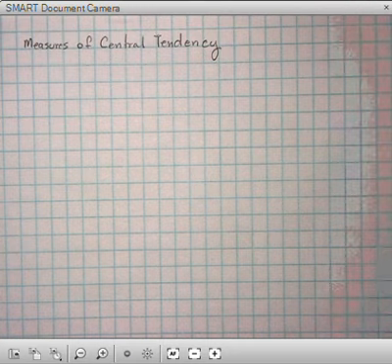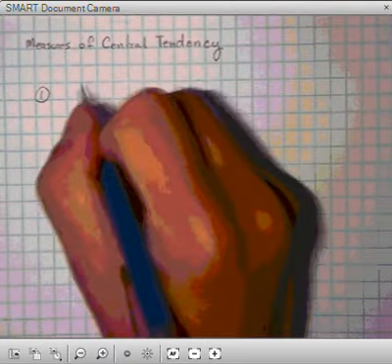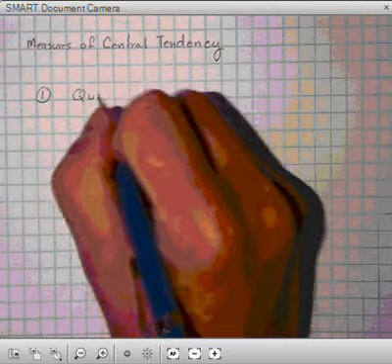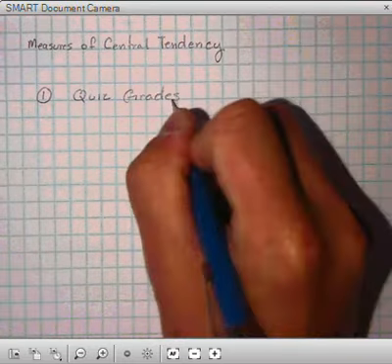tendency, which are the things that you've done before, like mean, median, mode, range, outlier, those types of things. Let's look at our first example of quiz grades. So let's take somebody's quiz grades, and I'm not going to tell you who it is, but you can guess if it's you or not. We'll look at their quiz grades.